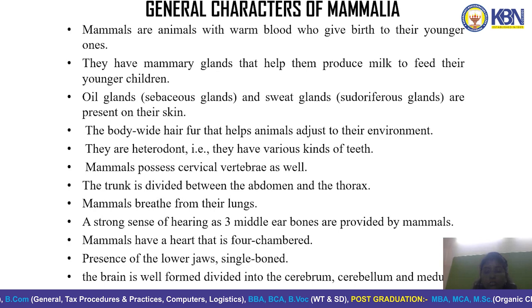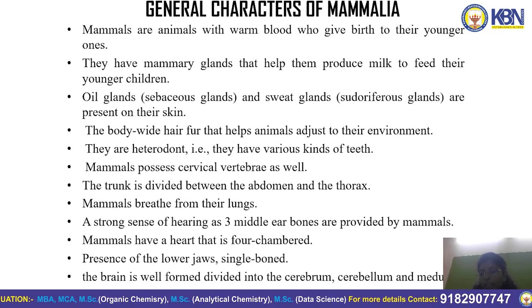Some mammals are also able to lay eggs, and they are referred to as viviparous. These mammals give birth to their young and can also lay eggs, and both types are called viviparous.